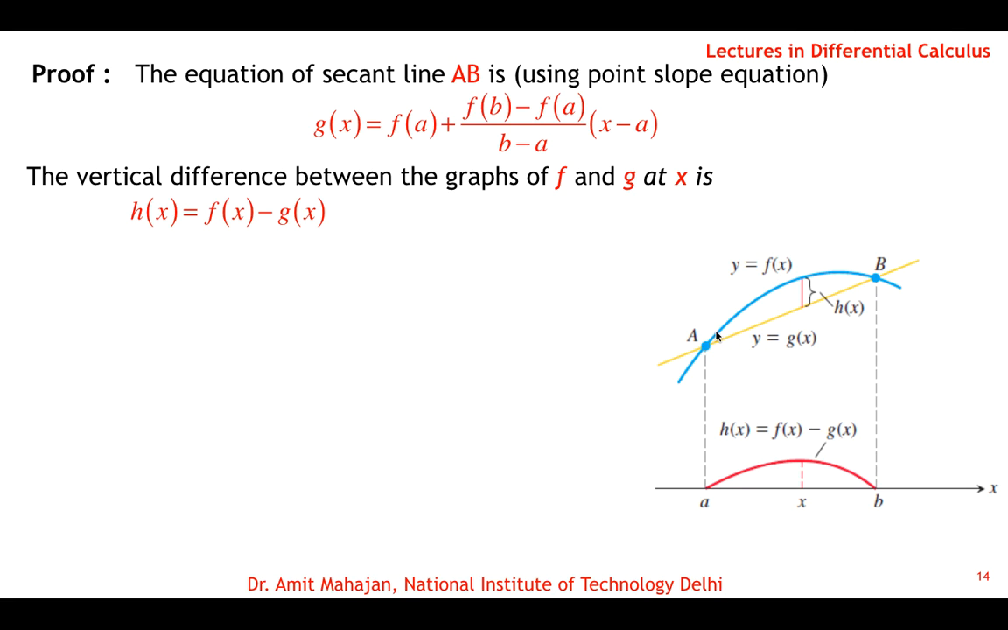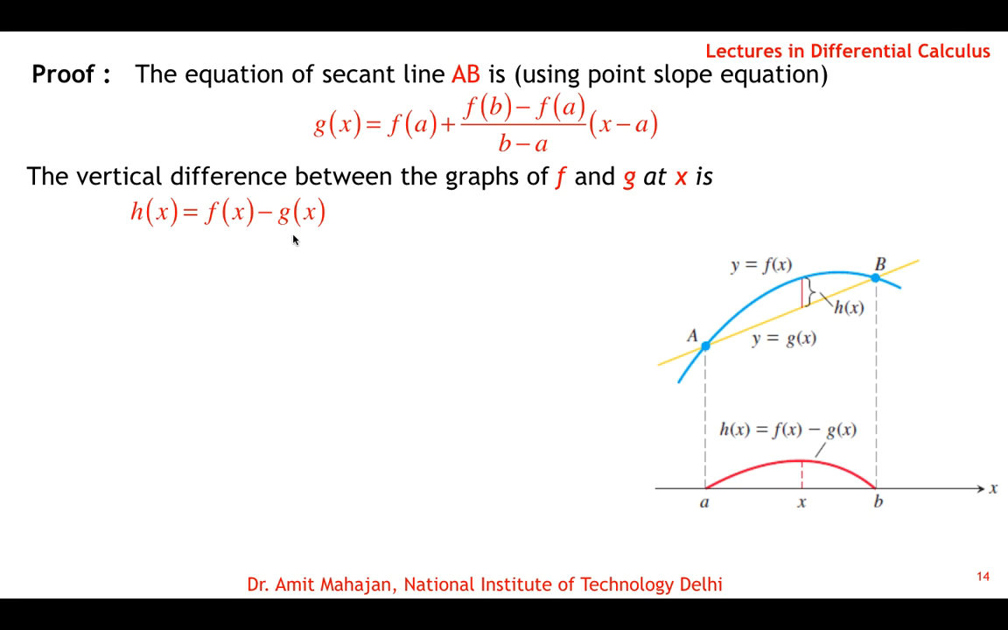Because the two curves meet at a and cross at b, at a and b the difference is exactly 0. So if we plot this curve it will look like this. At a the h(x) value is 0, at b the h(x) value is 0. So you see that the function h(x) satisfies all the conditions of Rolle's theorem.